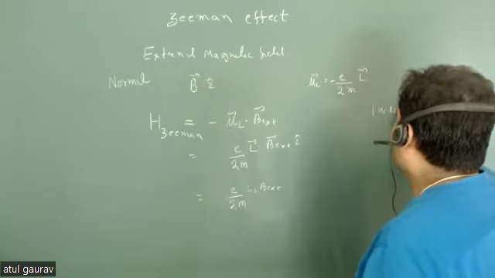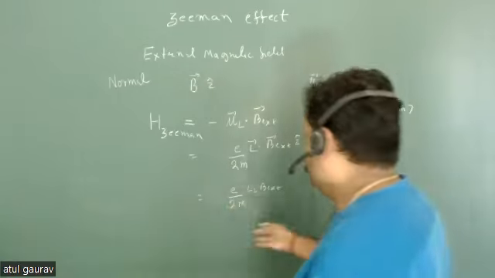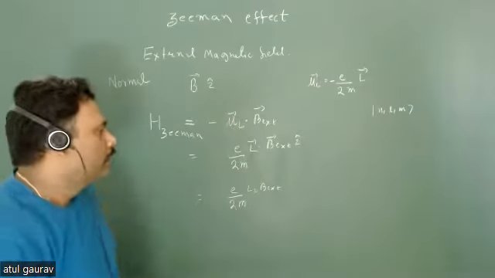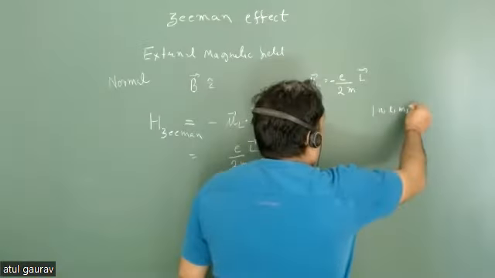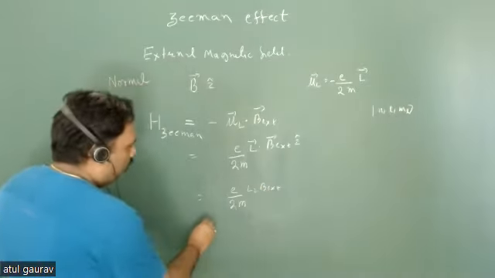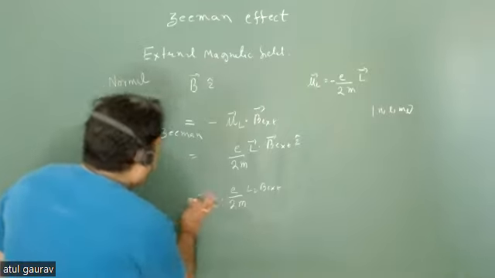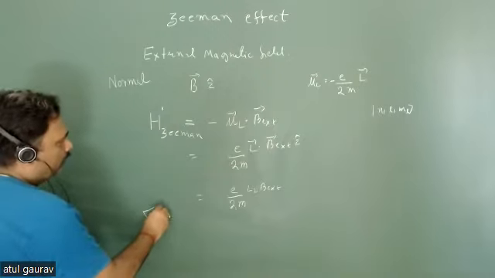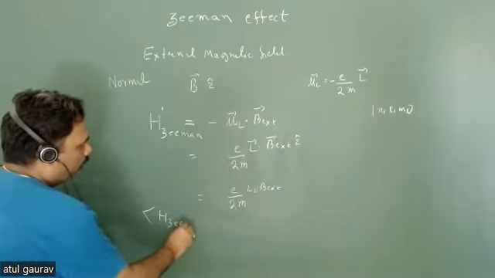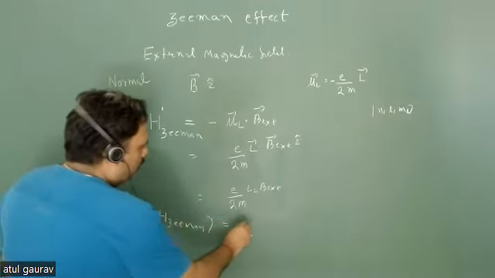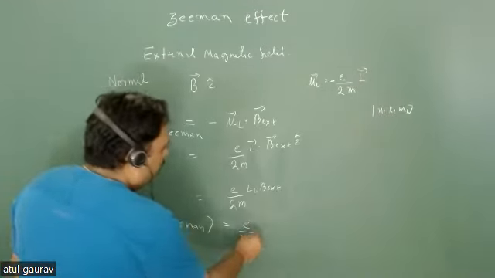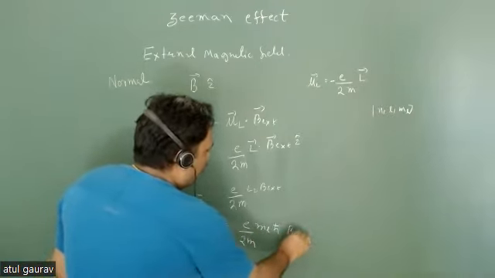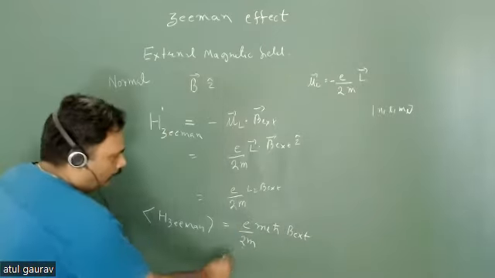The quantum numbers n, l, m are sufficient to discuss the normal Zeeman effect, because Lz will operate on this state. What will you get? You can just use |n l m_l⟩, and if we take the average value, or first-order perturbation, then H_Zeeman is nothing but e/2m times m_l ħ times B external.